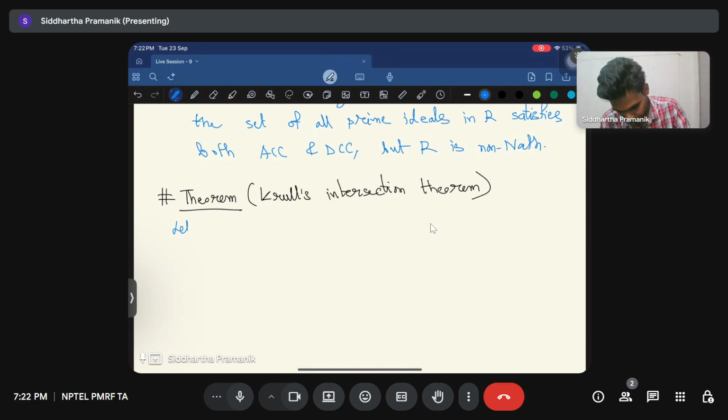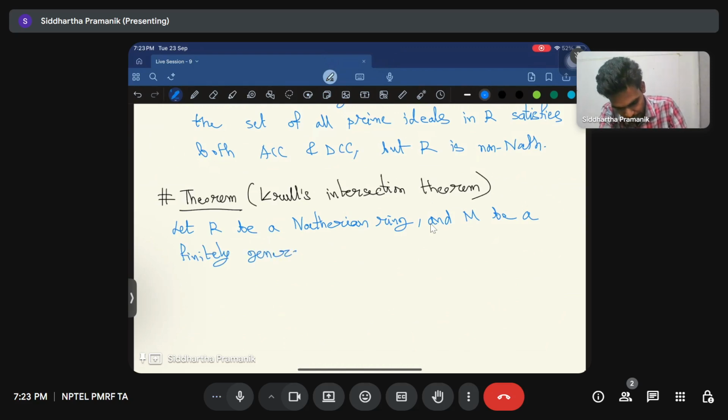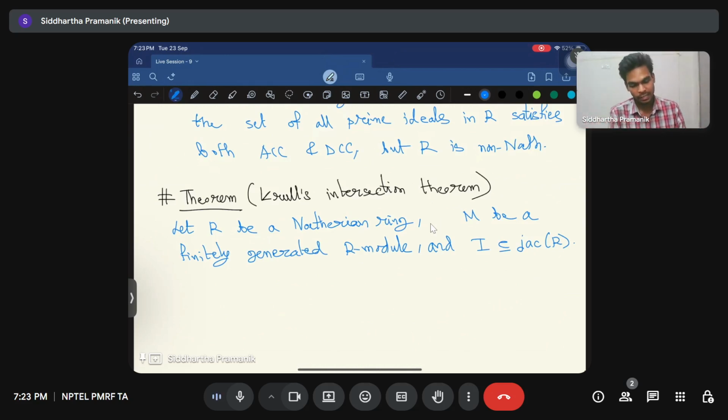So let R be a Noetherian ring and M be a finitely generated R-module, and I a subset of the Jacobson radical of R, and an ideal of R.